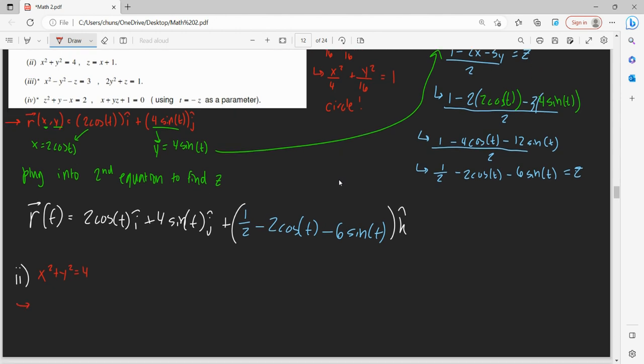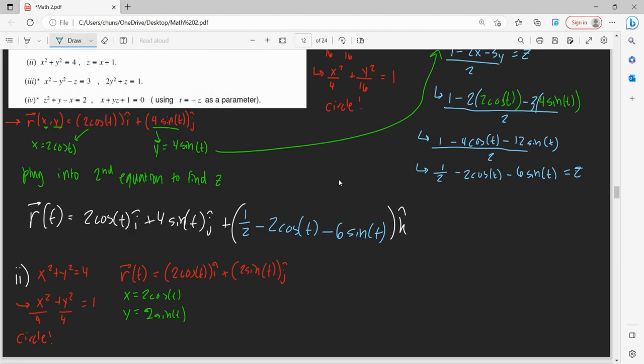And when we parametrize this, this is x squared plus y squared over 4 equal to 1. So this is a circle. There's no h or k value. So it's going to be 2 cos t i plus 2 sine t in the j direction. And that gives x equals 2 cos t, y equals 2 sine t.